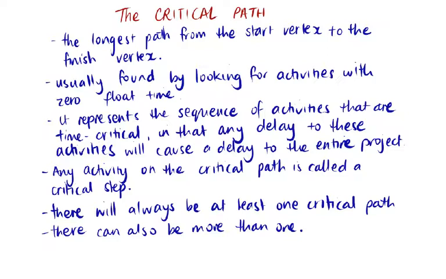The critical path represents a sequence of activities that are time critical, which means that any delay to these activities will cause a delay to the entire project. So it's important that any activities along the critical path maintain the duration that they're set at. Any activities on the critical path are called critical steps. With activity charts, there will always be at least one critical path, and sometimes there's more than one.